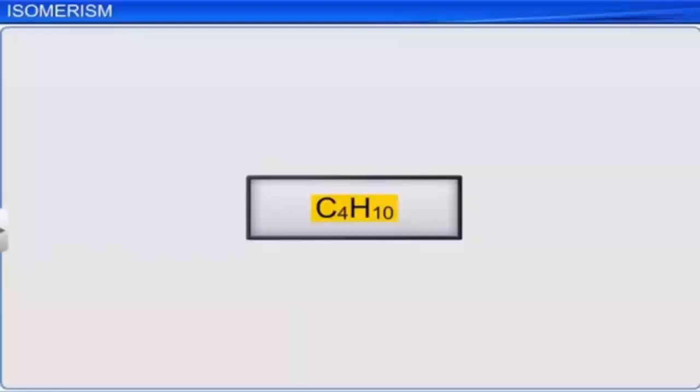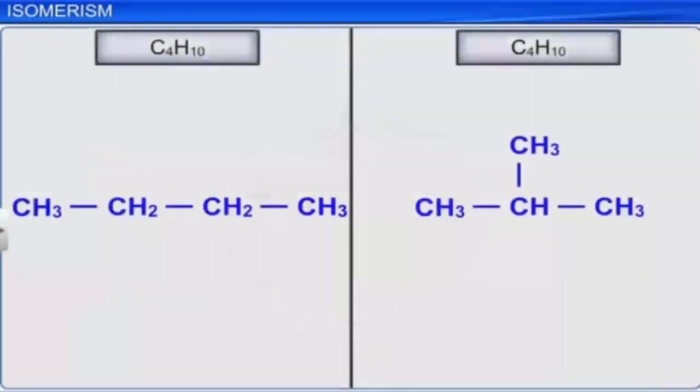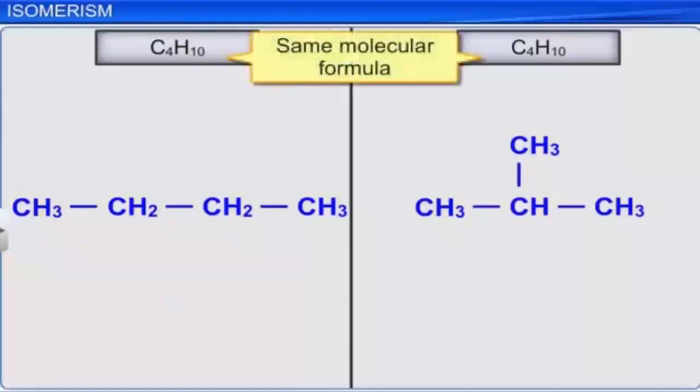If we were to draw the structure of C4H10, we could draw it in the 2 ways shown here. Both the compounds have the same number of atoms, that is, 4 carbon atoms and 10 hydrogen atoms. Thus, their molecular formula is the same.